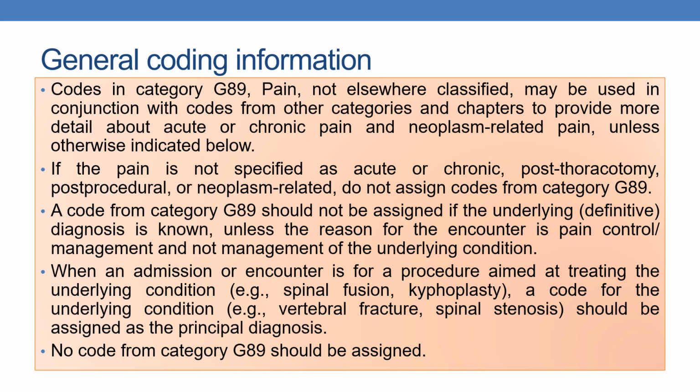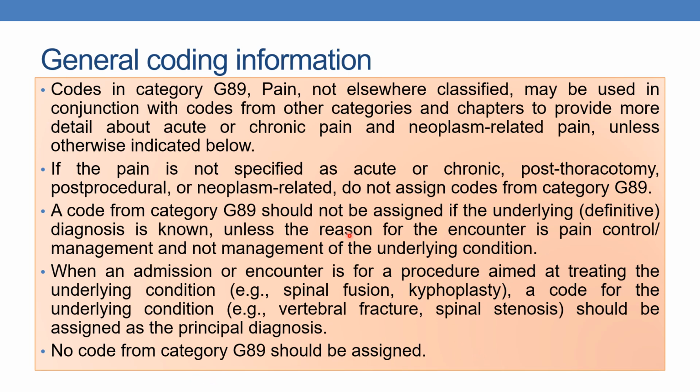But when the encounter is to treat the osteoarthritis, not the pain, then you should not use a code from the category G89. G89 codes should be used from the category only when it is for pain management. And when the admission or encounter is for a procedure aimed at treating the underlying condition, for example, spinal fusion or kyphoplasty, a code from the underlying condition, that is vertebral fracture or spinal stenosis, should be assigned as PDX, and no code from category G89 should be assigned.